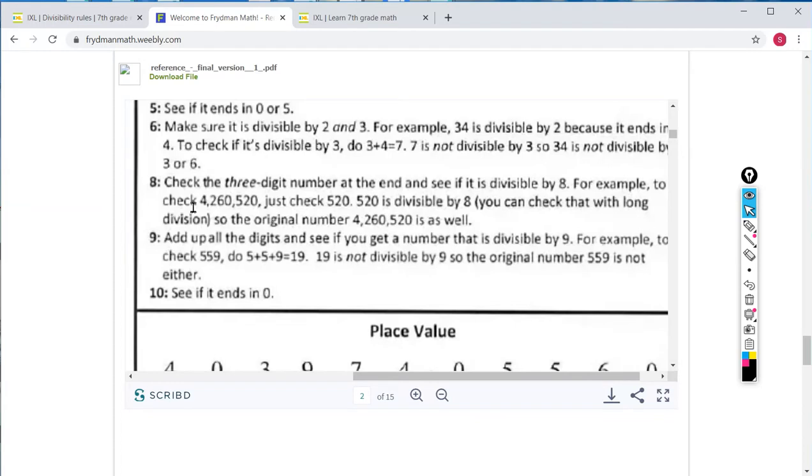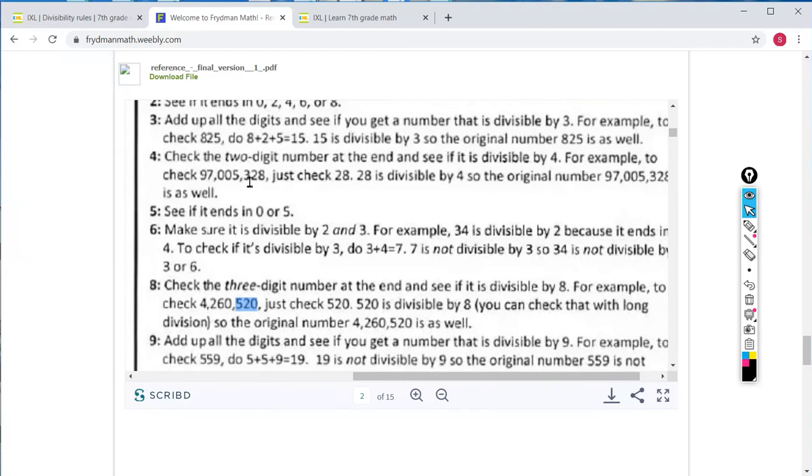For example, to check 4,260,520, just check 520. That's the 3-digit number at the end. 520 is divisible by 8. You can check that with long division. So the original number, 4,260,520, is also divisible by 8. So it's very similar to the rule for checking if a number is divisible by 4. For 4, you're just going to check the 2-digit number at the end. For 8, you're going to check the 3-digit number at the end.